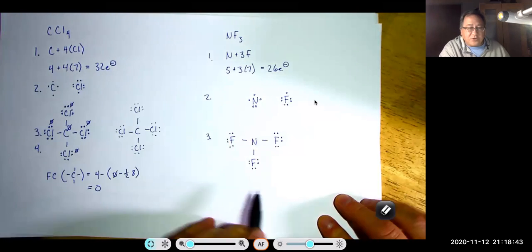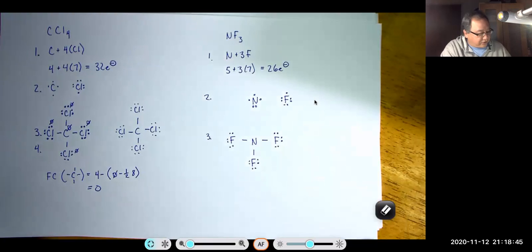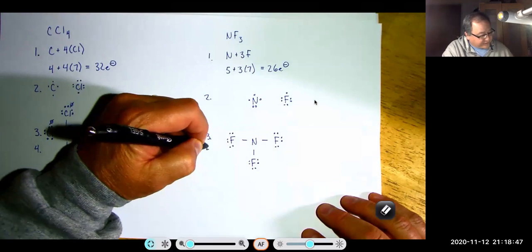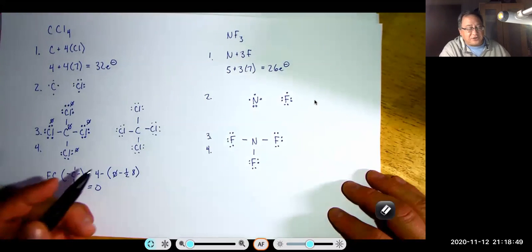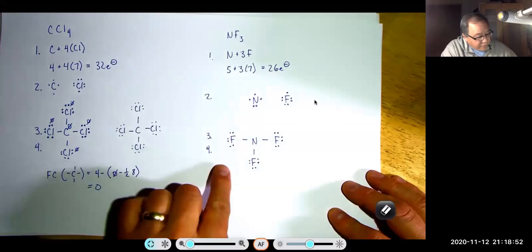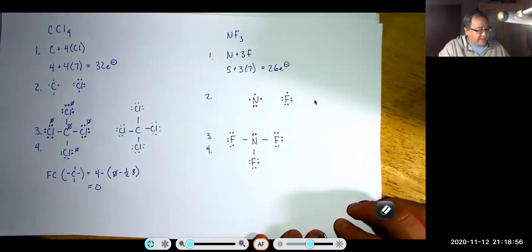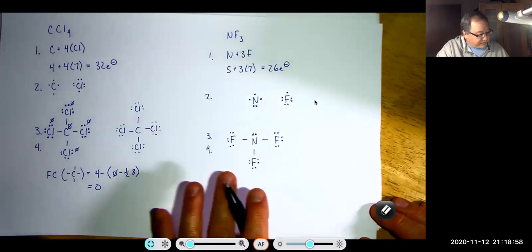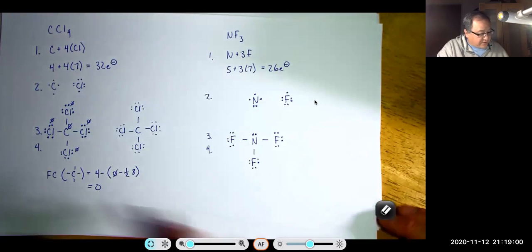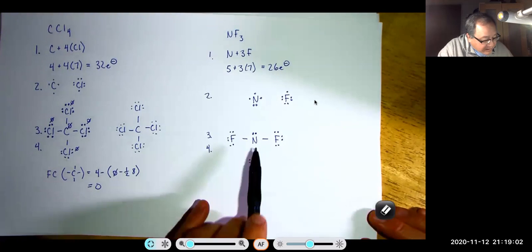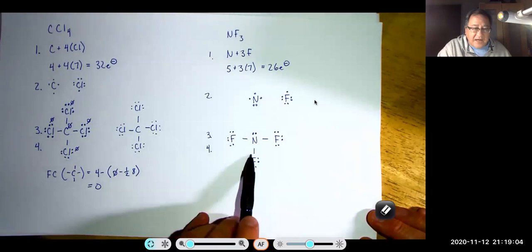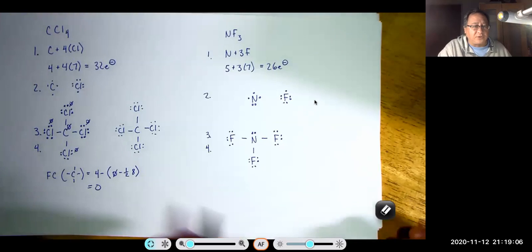And so far we've used 24 electrons. So number 4 says, okay, put the rest on your central atom. We've used 24, we have 26, so I'm going to put 2 more here. And then when we look at this, we see, okay, we've used all our electrons. We do have an octet on the central atom. And now we take a look at formal charges.